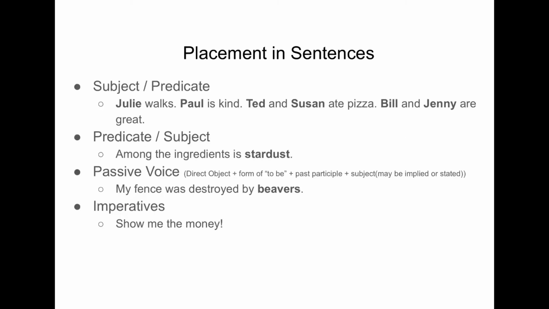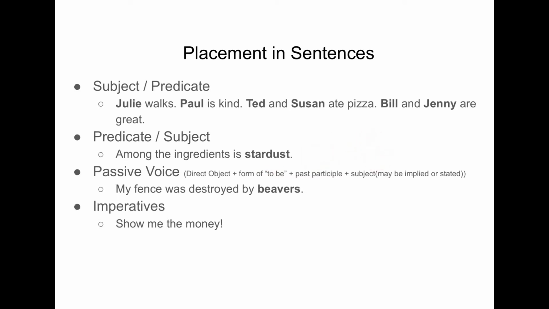Subjects can show up in front of the predicate. That's the most common way, as in Julie walks, Paul is kind. You can have compound subjects, maybe Ted and Susan ate pizza, or Bill and Jenny are great. We can also reverse the order and say something like, among the ingredients is stardust, and the subject is over here. In the passive voice, where we start with the direct object, use a form of to be, and a past participle, we might have the subject at the end, or it might be implied.